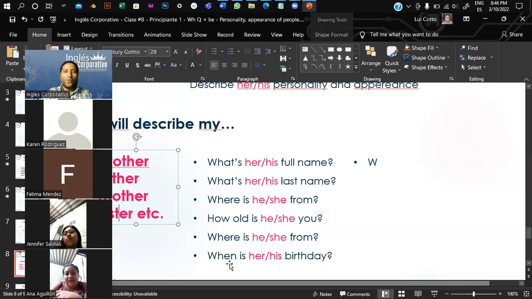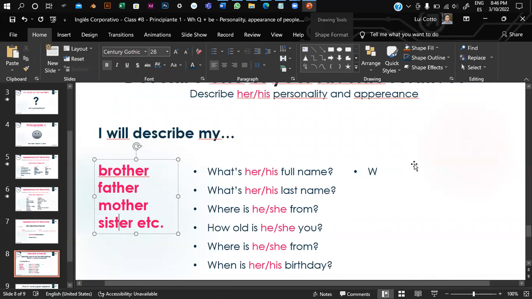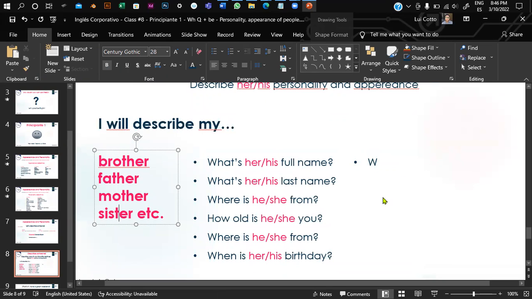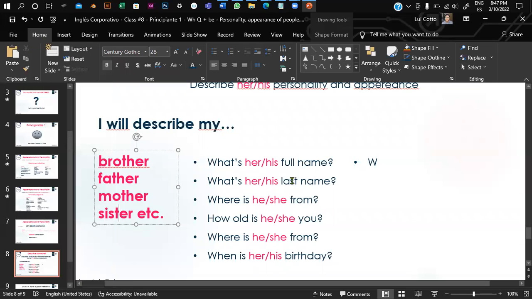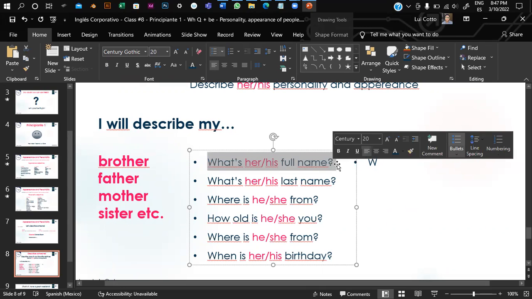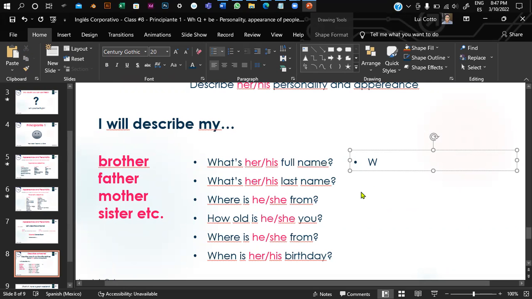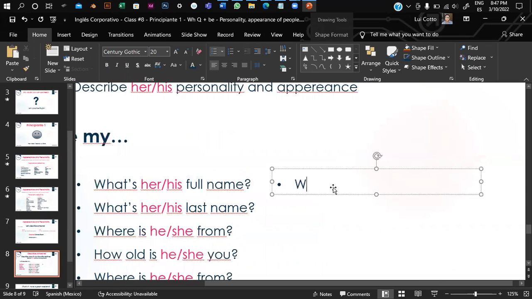Okay, who describes one of your family members? Okay, who wants to start? My sister. Okay, Karen, describe your sister. What's her full name? ¿Cuál es el nombre completo? Yeah, that is what it says here. Yes, correct. Let's begin with the information and then you describe your sister. What's her full name? What is her full name?